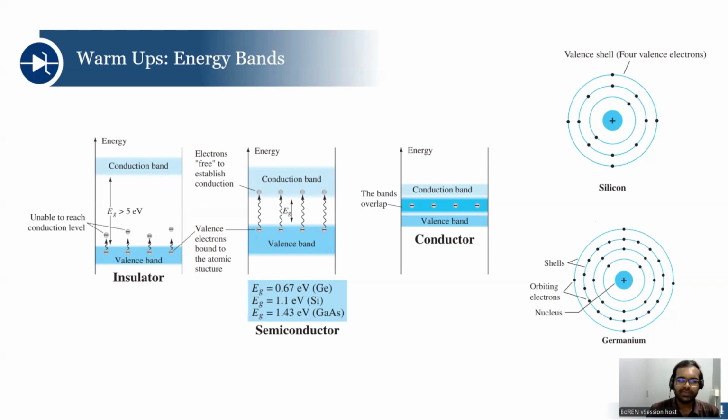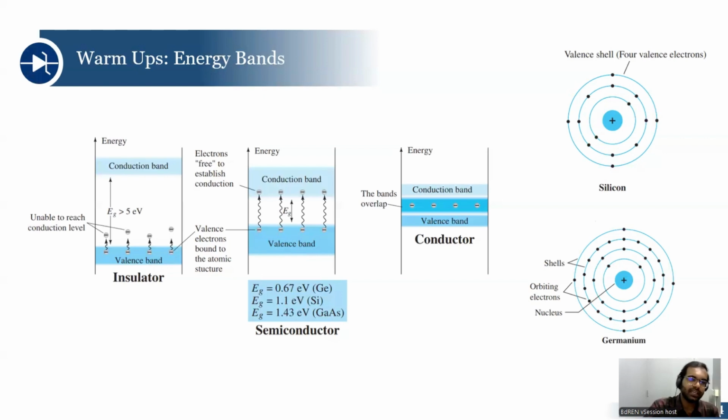Now coming to the semiconductors, we can see that there exists a band gap energy in semiconductors. However, this band gap energy is way lesser than the one in insulator. We can make a comparison that for germanium, the band gap energy Eg is only 0.767 electron volt, whereas the one in insulator is greater than 5 electron volt. So typically a semiconductor material cannot conduct electricity because the electrons in valence band do not possess enough energy to overcome this band gap energy.